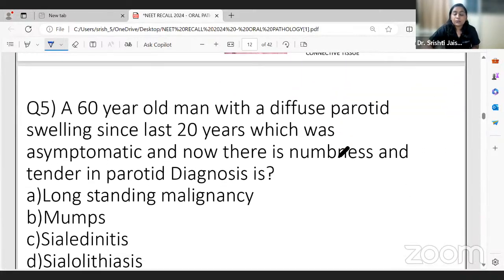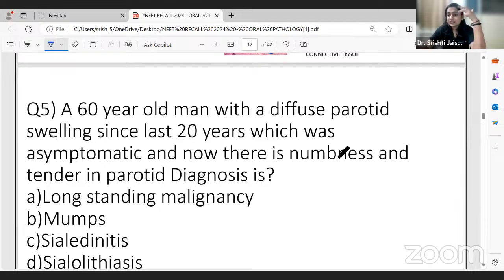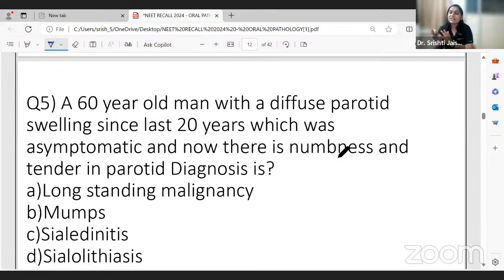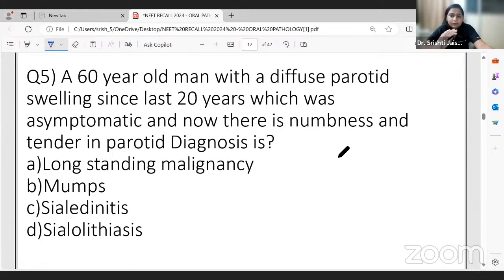Now, the next question was from salivary gland. So, cyst, 3 questions. Tumor, 1 question. Salivary gland, 1 question. Okay. So, these 3 topics, this is the sequence when we study in the live class. I always start with odontogenic cyst, then I go to the tumor and then salivary gland. So, this was also a quite easy question.